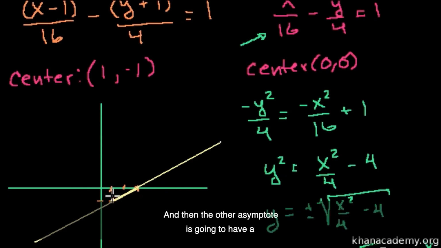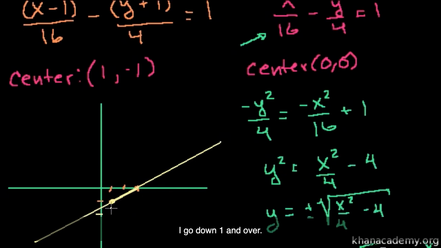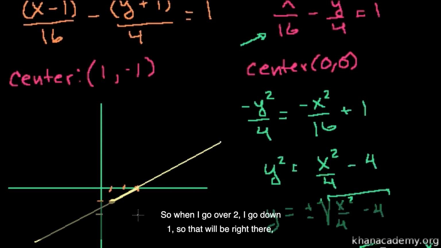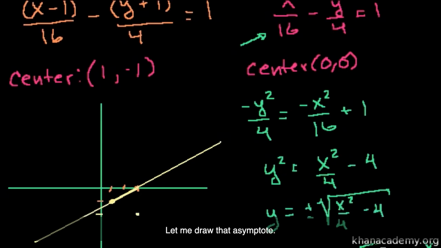And then the other asymptote is going to have a -1/2 slope. So remember, this is our center, 1, -1. So if I go down 1 and over, so when I go over 2, I go down 1. So that'll be right there. Let me draw those asymptotes, or that asymptote. It's going to look like that.